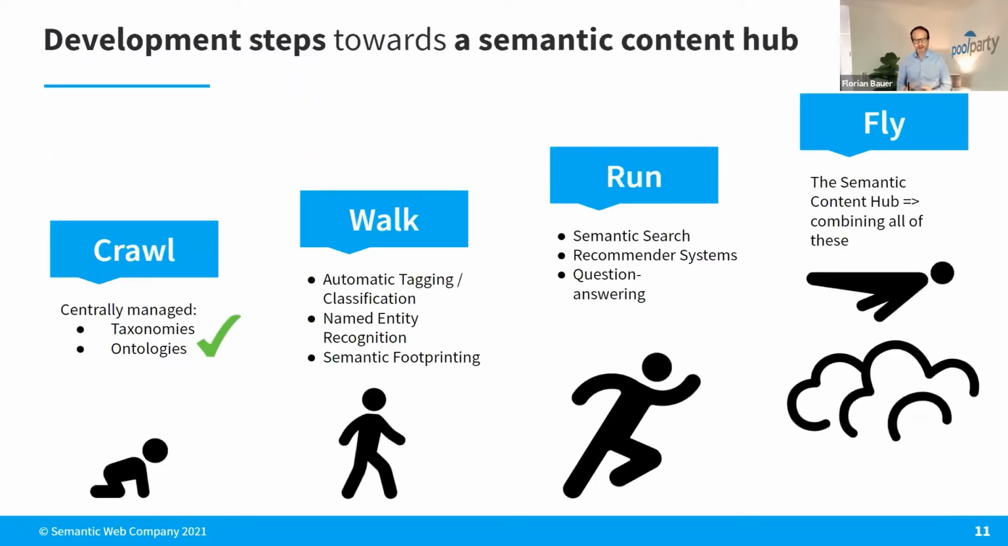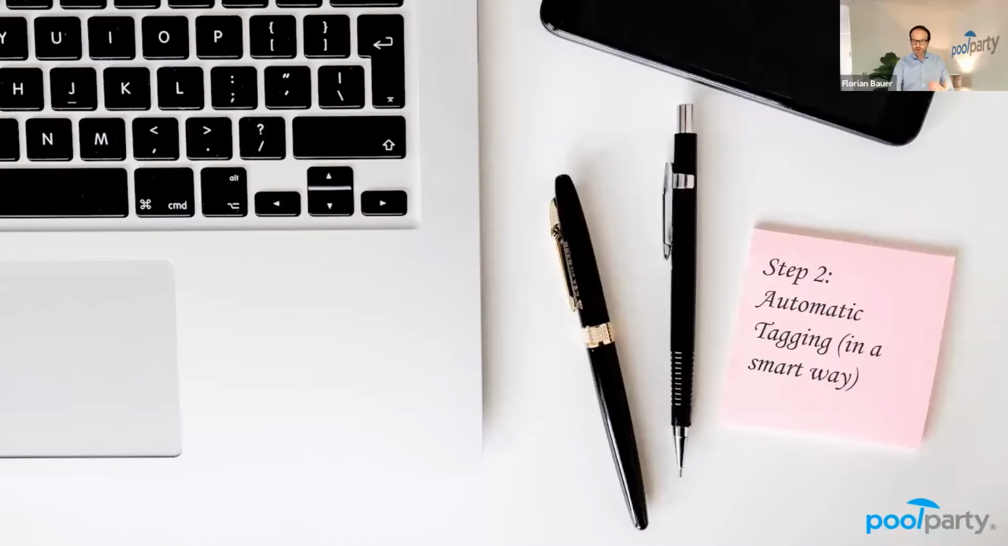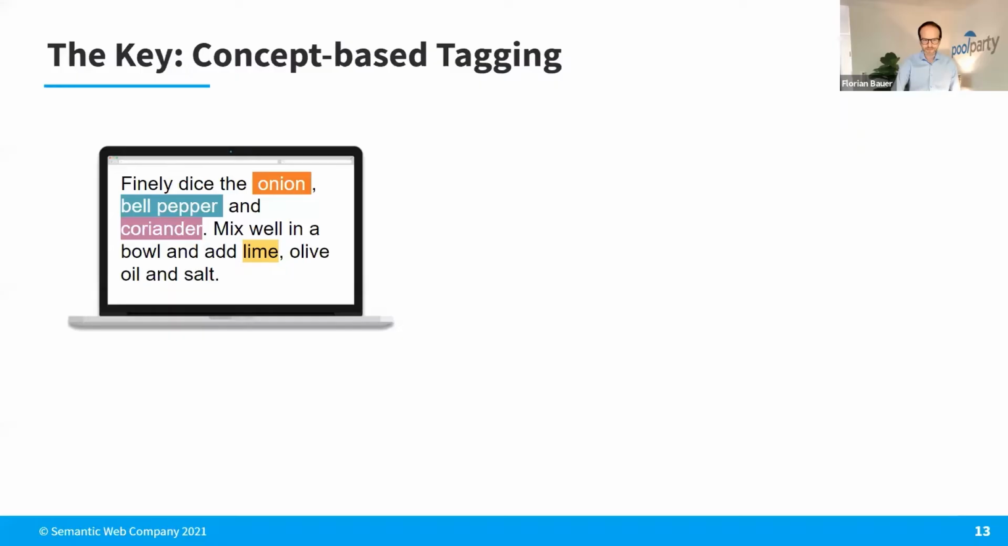So getting back to my initial slide, we have now touched very briefly on the topic of taxonomies. I'll not go into ontologies today. There are other webinars where we do this, but I'll leave it with the taxonomies for the crawl phase. Great, we can crawl. Now let's see how we can learn to walk. And what I'll pick out today is the automatic tagging and classification part. So what we want to have in a Semantic Content Hub is automatic tagging, but we want to have it in a smart way.